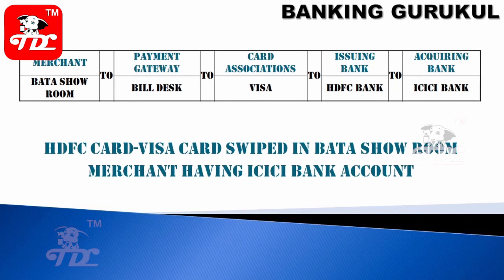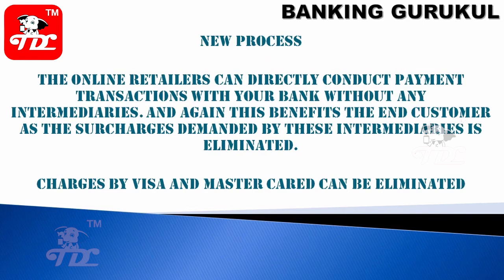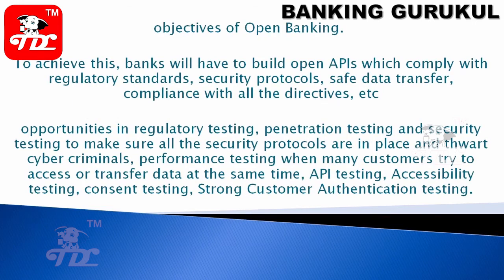With the new open banking technology, these intermediaries will be eliminated. In the new process, online retailers can directly conduct payment transfers with your bank without any intermediaries, so your payment gateway and card providers can be eliminated. This also benefits the end customer, as the surcharge demanded by the intermediaries is eliminated. For example, on every transaction Visa charges some 0.5% or 0.1%. Charges by Visa and MasterCard will be eliminated.